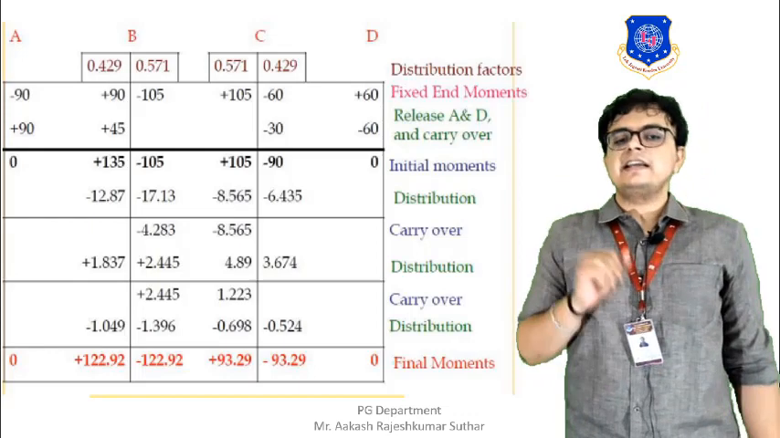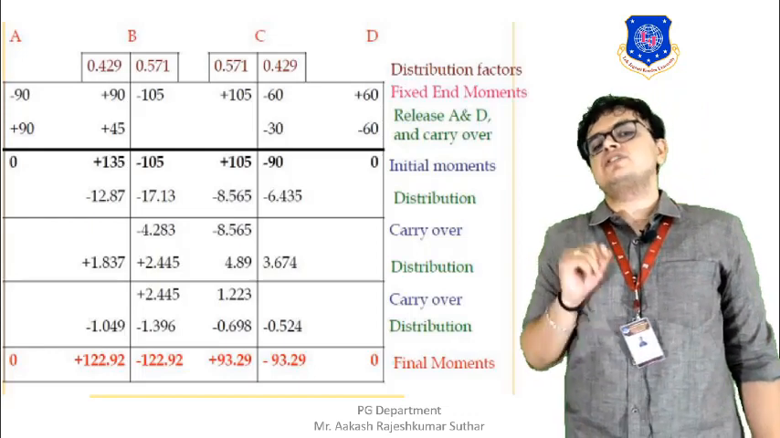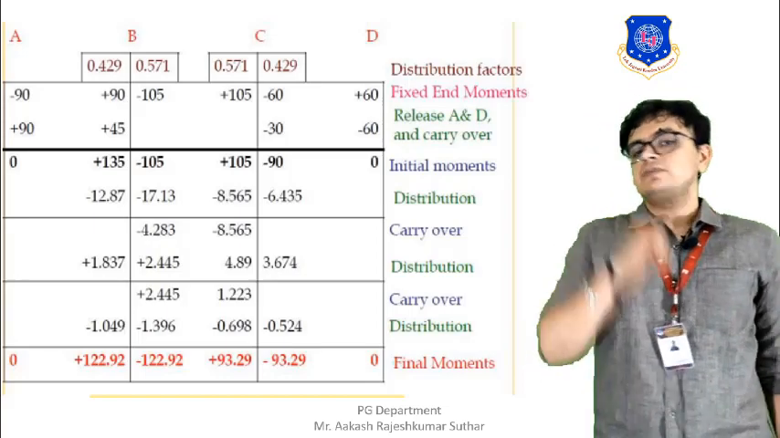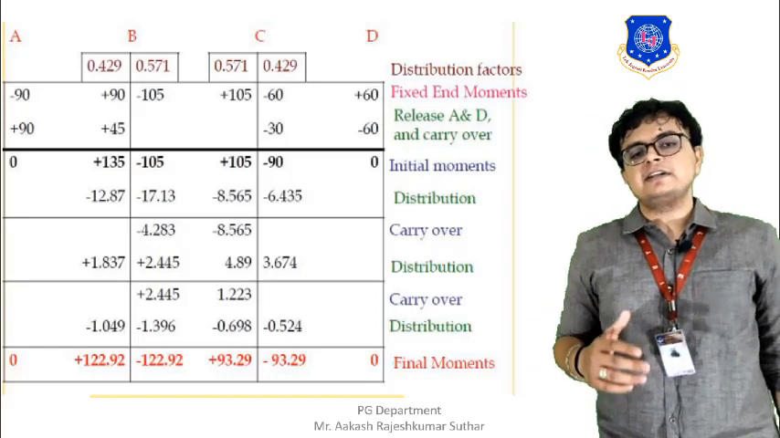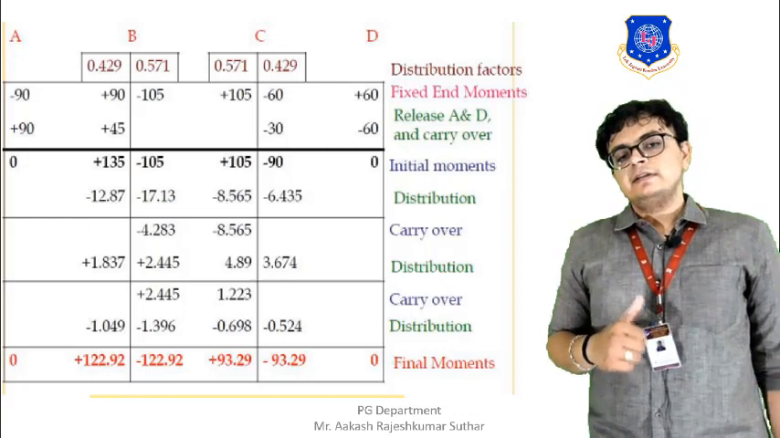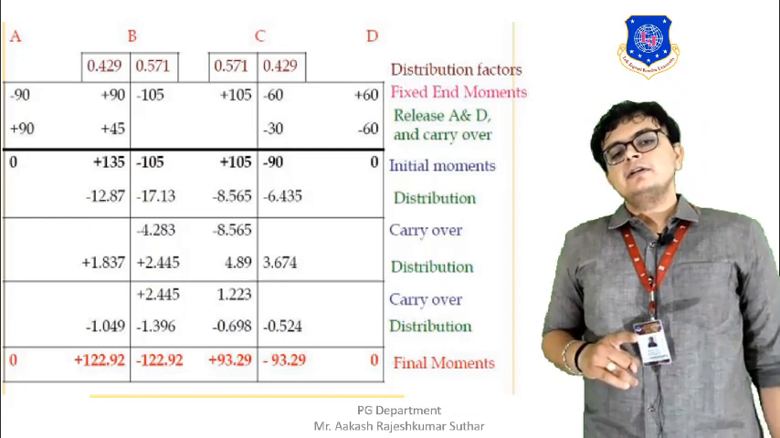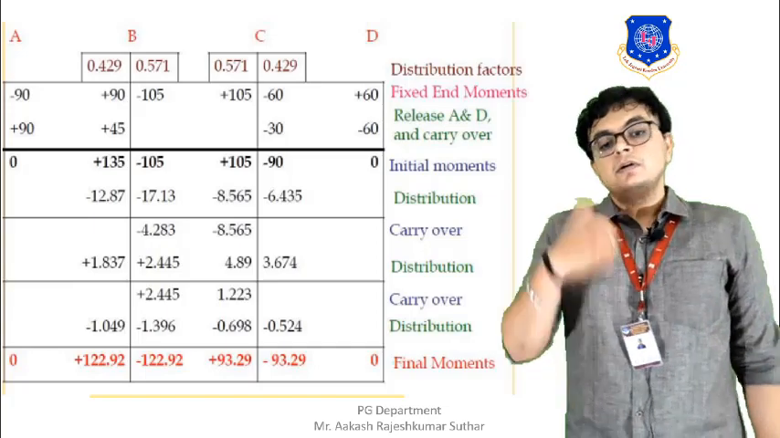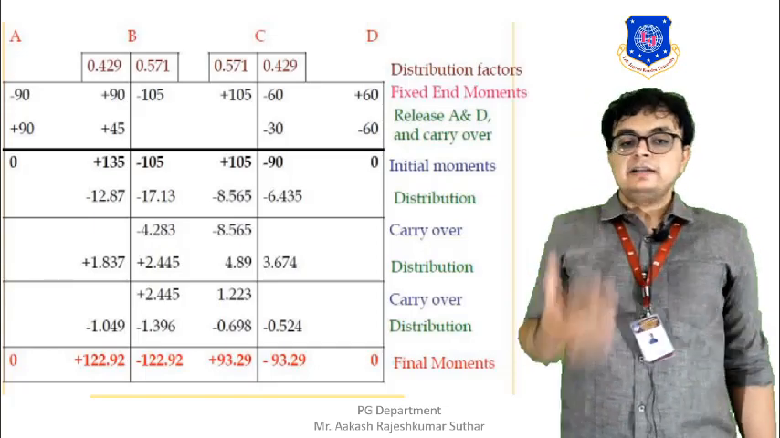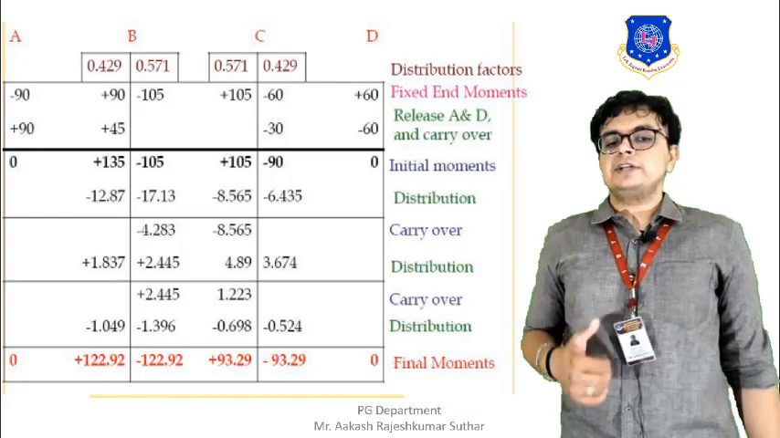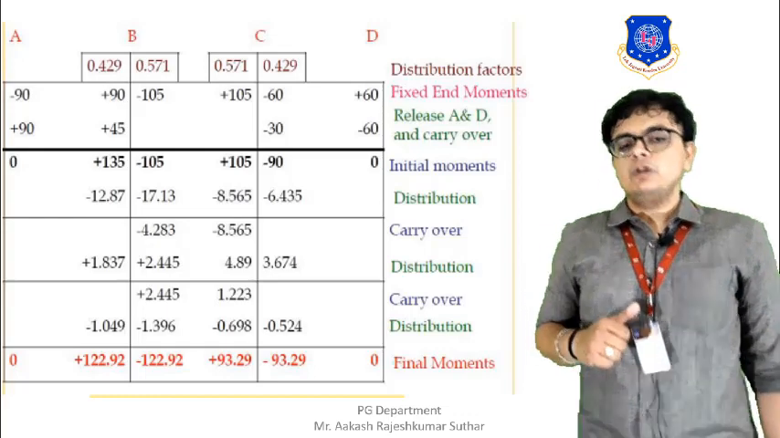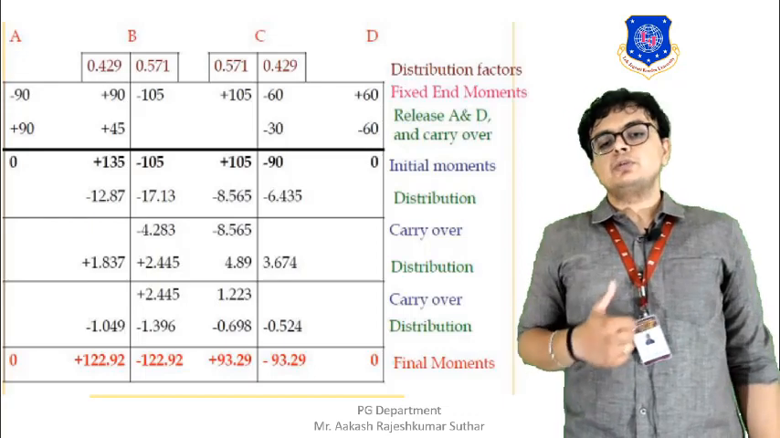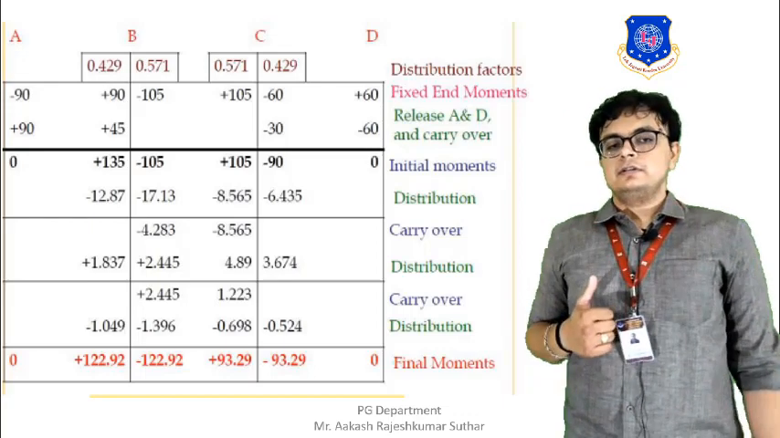Similarly talking about the C joint, the carryover that we are getting is minus 8.565. We have to multiply it with the distribution factor. For CB, the distribution factor is 0.571, multiplied with minus 8.565, so we are getting minus 4.89. While distributing it, we take the opposite sign, so we have written 4.89 kilonewton meter distribution moment for CB.